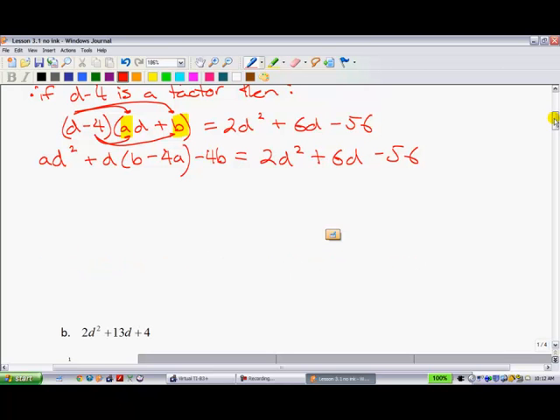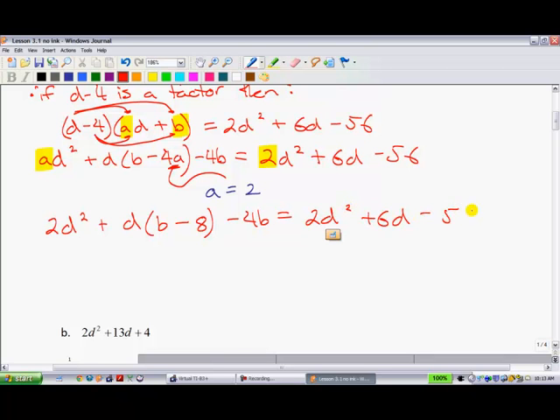Now you might be able to see some unique things happen here. If I highlight these, notice how this is AD squared and this is 2D squared. Well, what can we say? Since those two line up nicely, we know that A is equal to 2. Alright, good. So now we can write this equation as something slightly different. We're going to have 2D squared plus D, all multiplied by B minus, and I can replace that A right here with a 2, so I have minus 8 minus 4B is equal to 2D squared plus 6D minus 56.